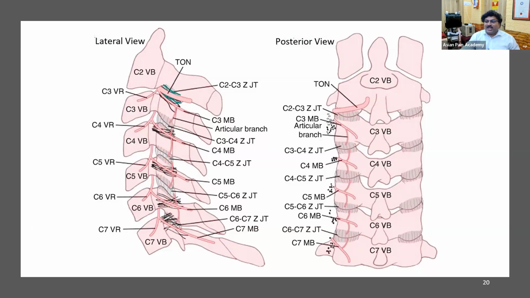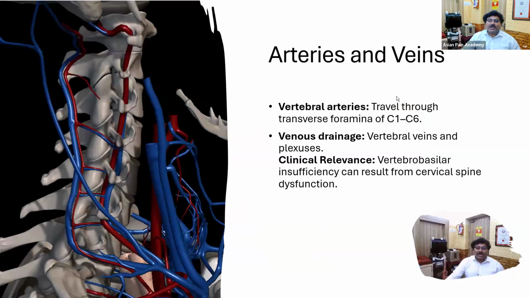But nowadays, as we are using ultrasound, we are directly seeing the nerve. So this is not that important, because now we can see the nerve and we can block it after seeing the nerve. Now coming to the arteries and veins.